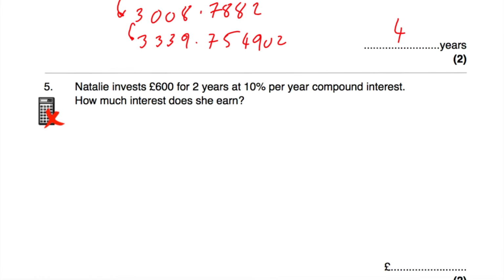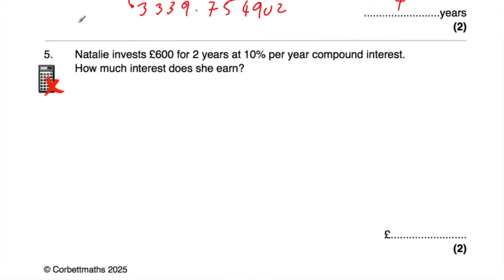Okay, let's look at our next question, question number 5. It's a non-calculator question, so I'm putting down my calculator reluctantly. It says that Natalie invests £600 for 2 years at 10% per year compound interest. So it's quite a nice percentage there, 10%. And the question is, work out how much interest she earns.